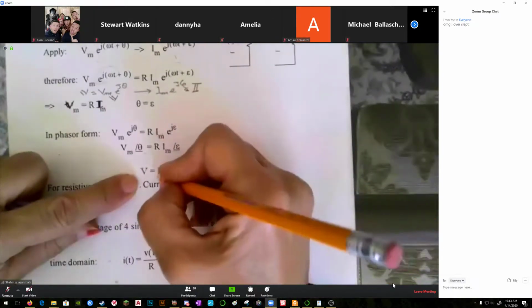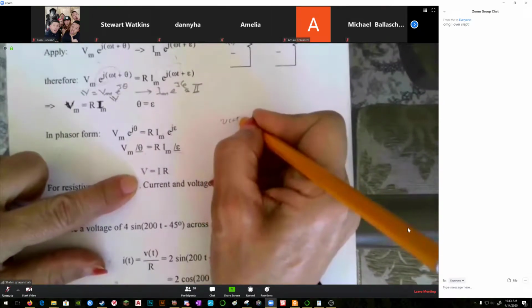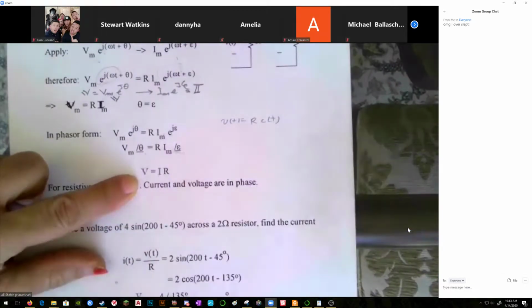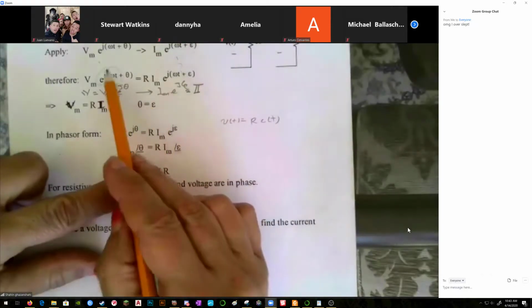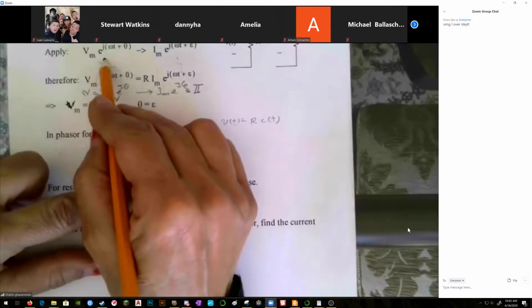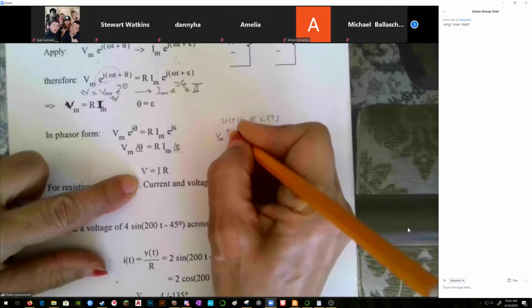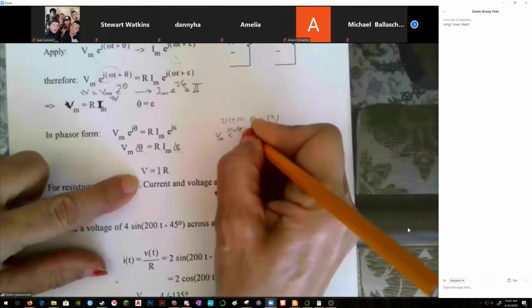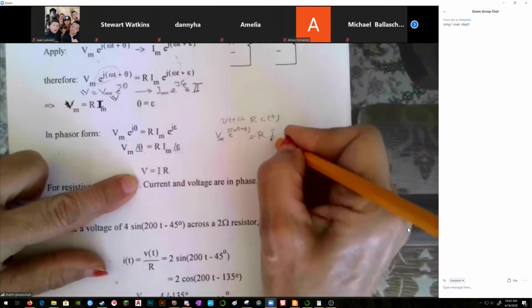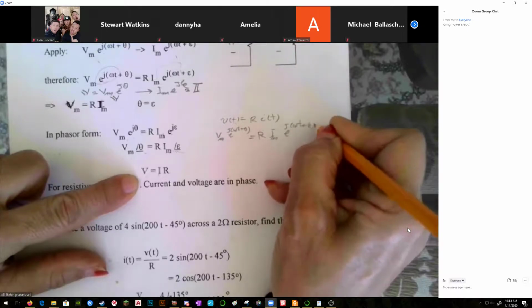Because remember, why is that? I will rewrite for you here. What is the V of t in a time domain? It is R times I of t, correct? But you saw that in the time domain, you put V of t as this function. This is a better way, you see: exponential of j omega t plus theta. R, instead of I of t, you put what? I exponential of j omega t plus phi, correct?